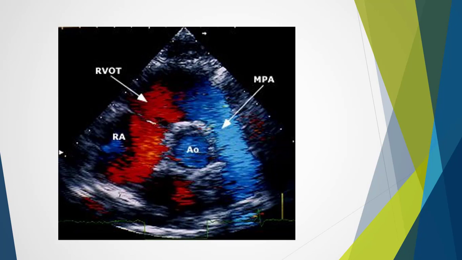And here we have an example of a parasternal short axis window where we can see blue blood moving down through the aortic valve backward into the ventricle.